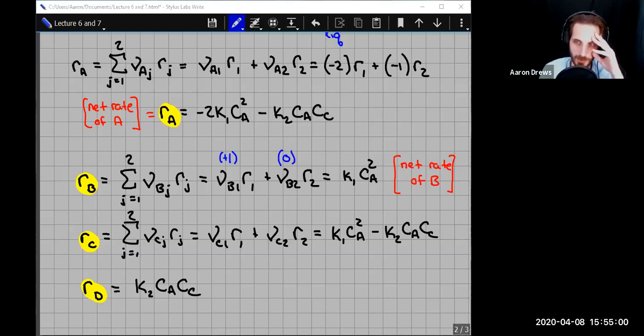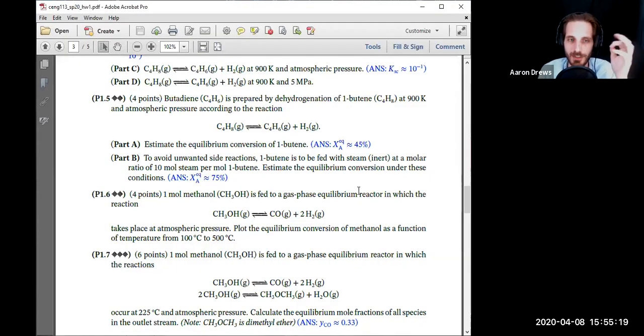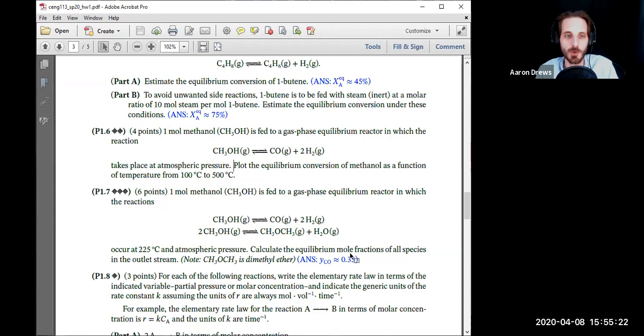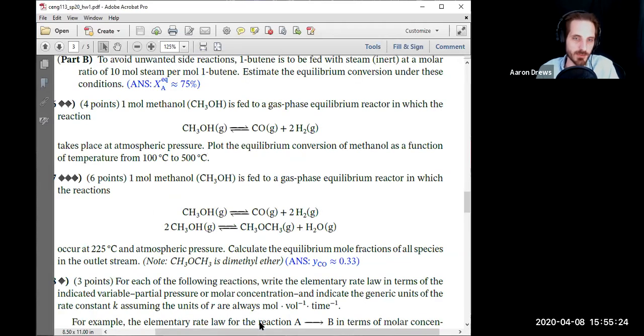Question in chat about how to approach problem 1.7. Let me just share the screen. As instructors, we tend to say, yeah, that's a good problem, or that's a bad problem. That's a good problem, but what I mean by that is usually that translates to that's a tricky problem. So problem 1.7 has the 3 diamonds because it is tricky.